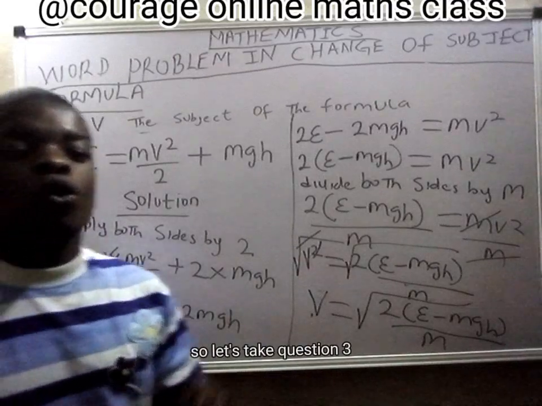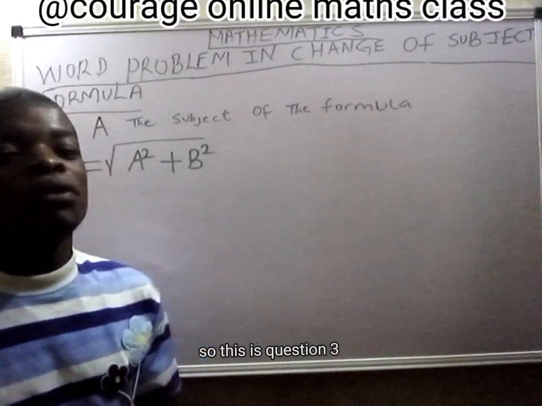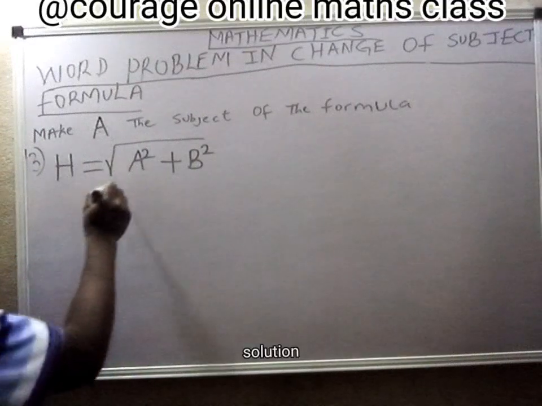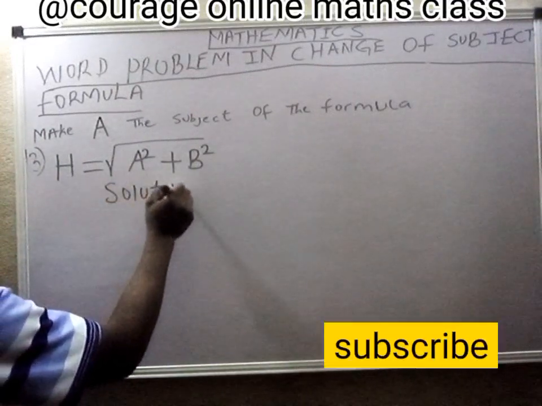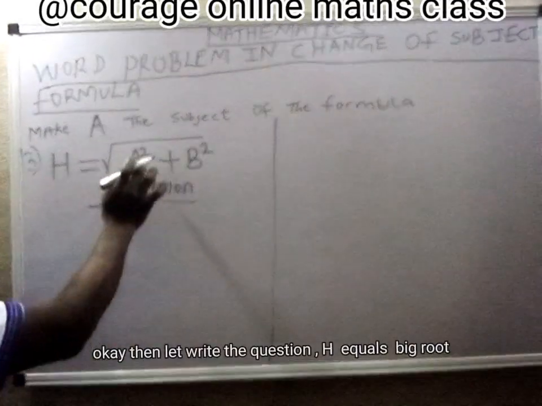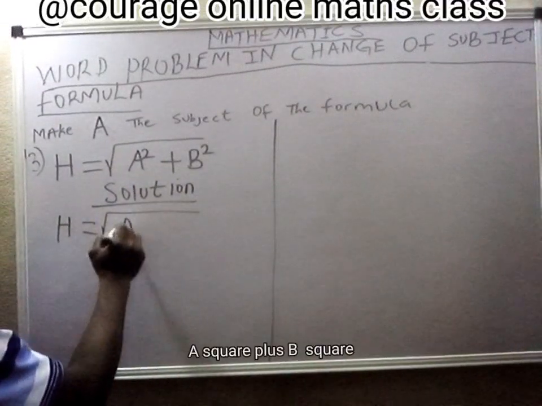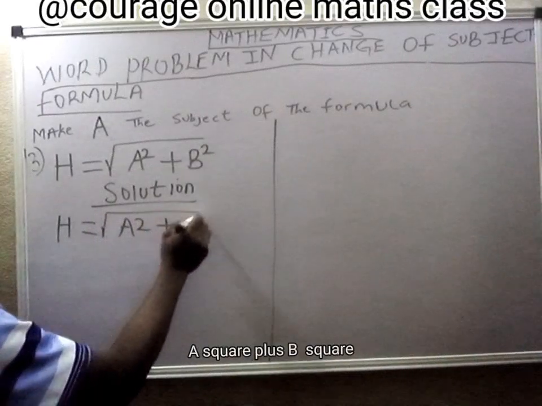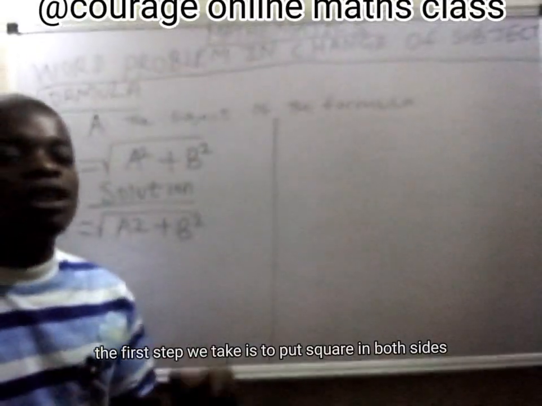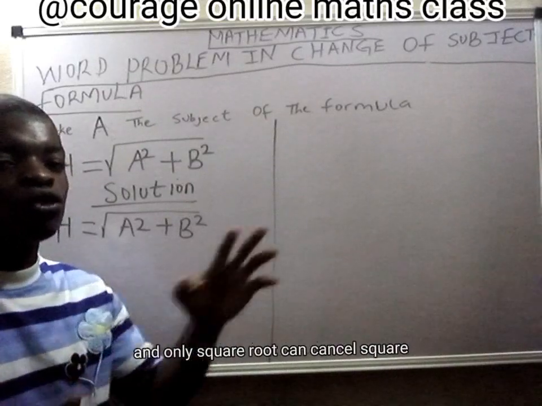So let's take question 3. In this question 3, we are asked to make a the subject of the formula. Solution. Okay, then let's write the question. H equals big root a square plus b square. So looking at this question, the first step we take is to put square in both sides, because only square cancels square root and only square root cancels square.